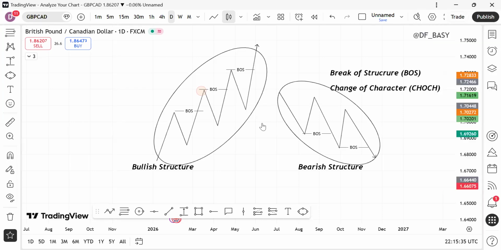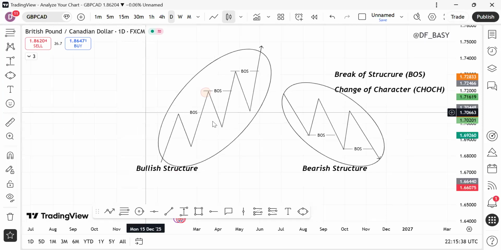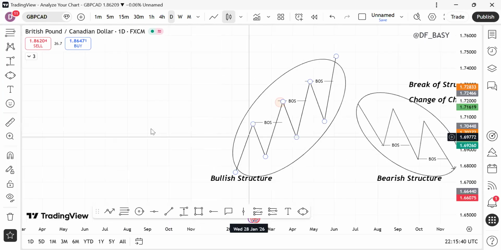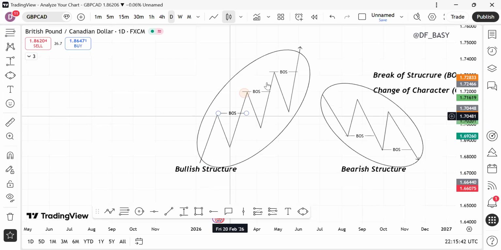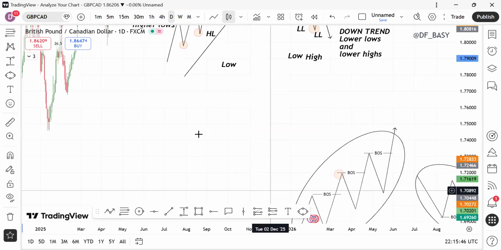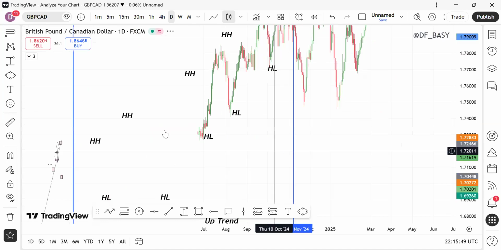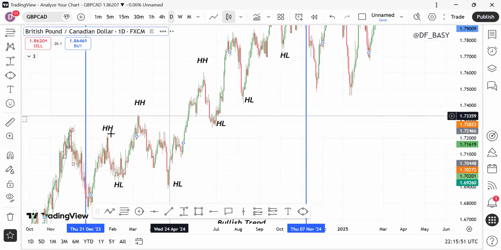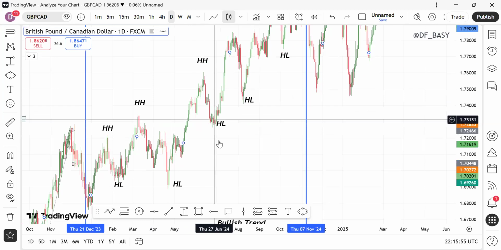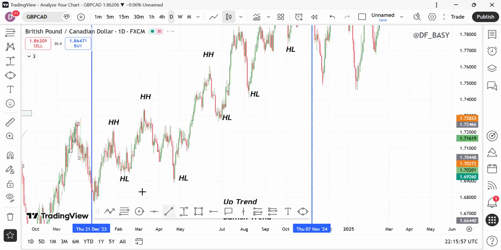Okay. So now, back to what I was saying. In the bullish structure, we have break of structures to the upside. So now let's go to the chart and identify what I just showed you. So now going back to this where I showed you markets creating higher highs, higher lows, higher highs, higher lows, higher highs, higher lows. What can you see? You can see break of structure.